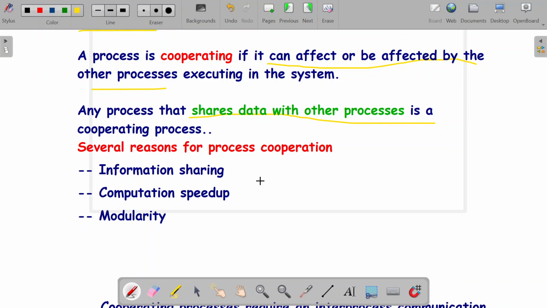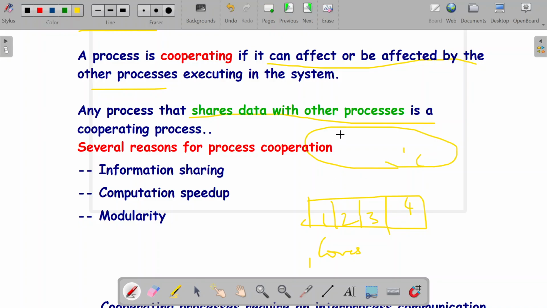The next one, computation speedup. For example, assume a multiprocessor system with a quad core, so I have cores 1, 2, 3, 4. Instead of doing a larger job by a single core, I need to speed up the operation. I have to split the job and give it to multiple cores at the same time. Whenever I split the task, there is a need for splitting my data. So there is a dependency of data among the processes.